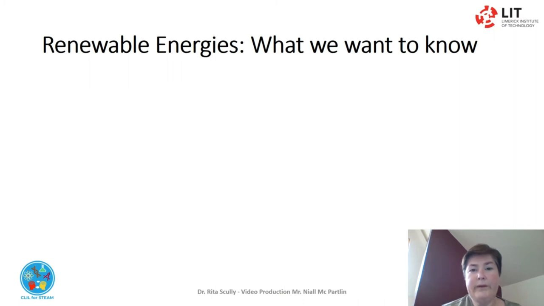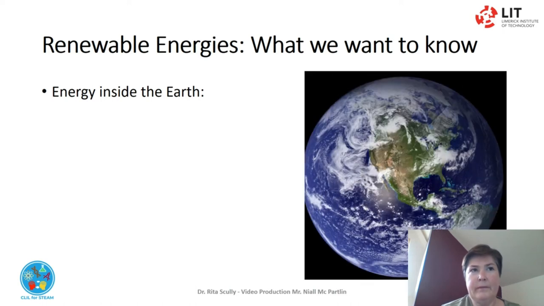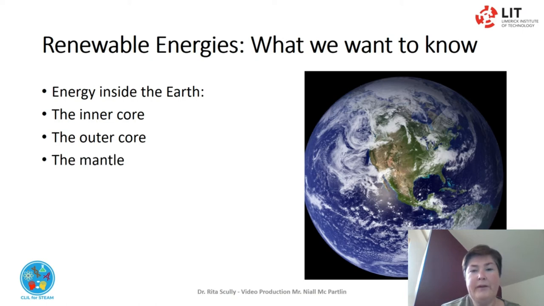What we want to know. There is energy held inside the Earth. The Earth is made up of a number of layers. Starting from the inside, there's the inner core, the outer core, the mantle, and the crust.